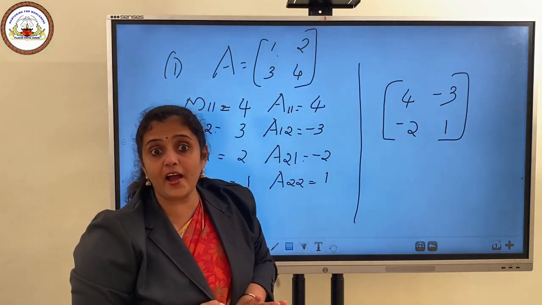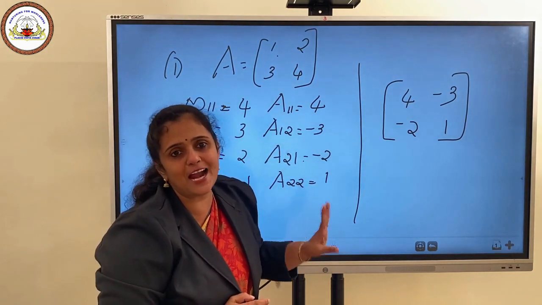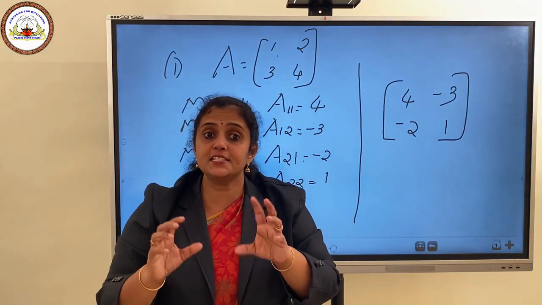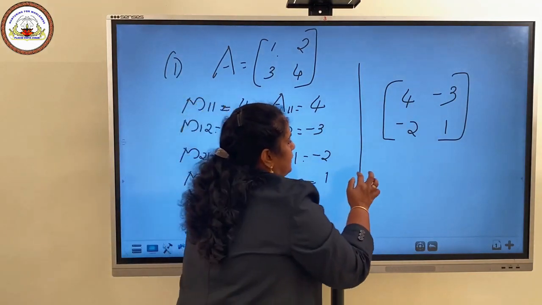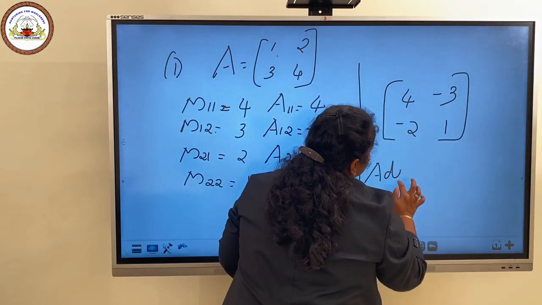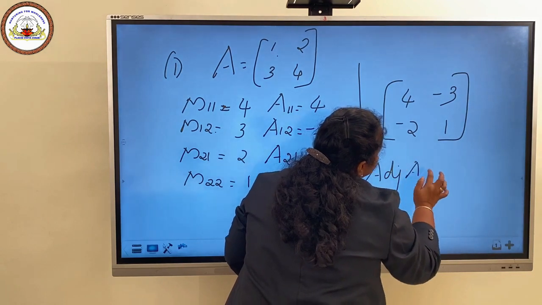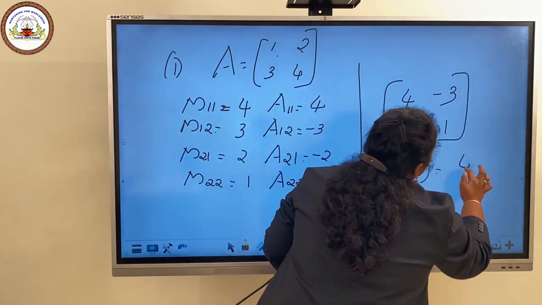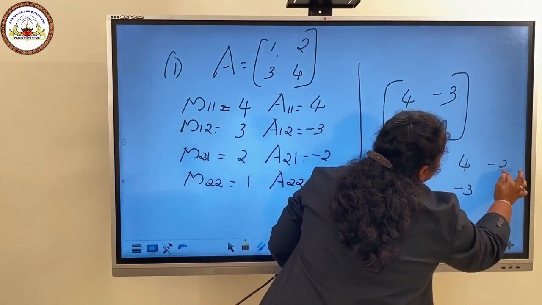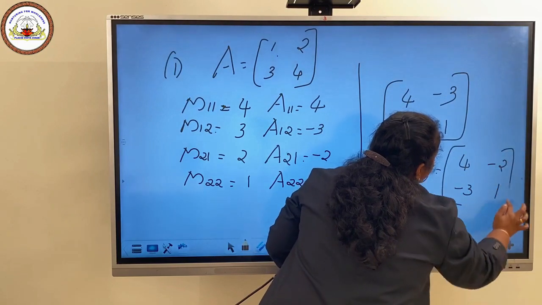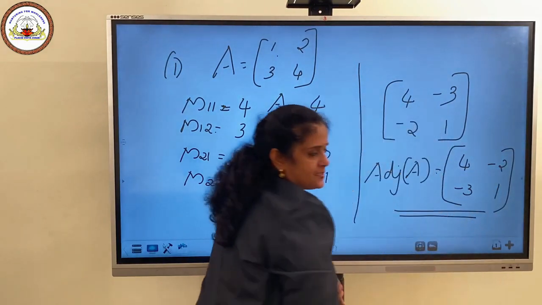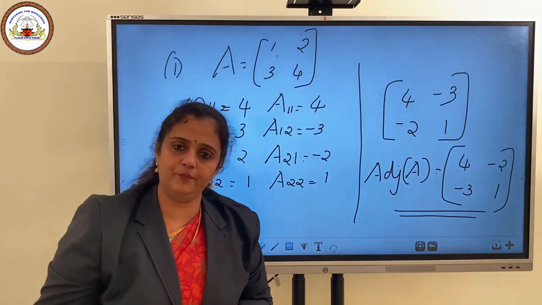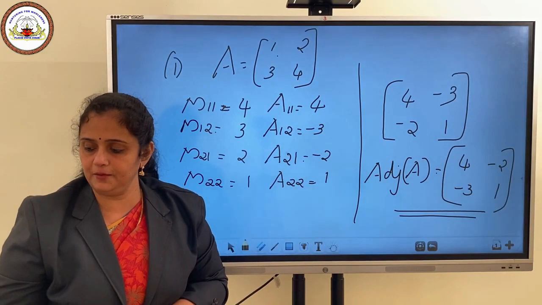The question is to find the adjoint of the matrix. That means the adjoint of A is the transpose. How to find the transpose? Interchanging rows and columns. So the adjoint of A is 4, minus 2, minus 3, 1. That is the adjoint of the given matrix. Then we can move to the next question.